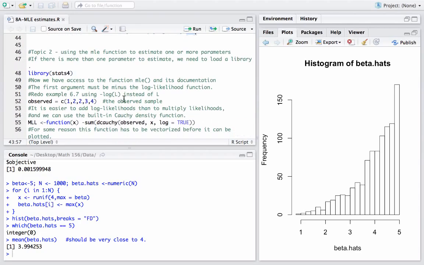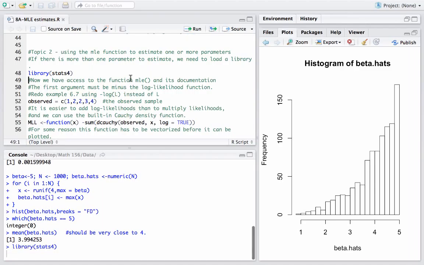Okay, so in topic 2 we're going to use maximum likelihood to estimate distributions with more than one parameter. The idea is exactly the same principle. It's a little bit harder to visualize the situation without drawing plots in 3 dimensions, which R can do, but we're not going to do in this script. Paul says let's load the stats4 library to get access to some new functions. And we're also going to use the log likelihood instead of the likelihood. So I'll talk about that in just a moment.